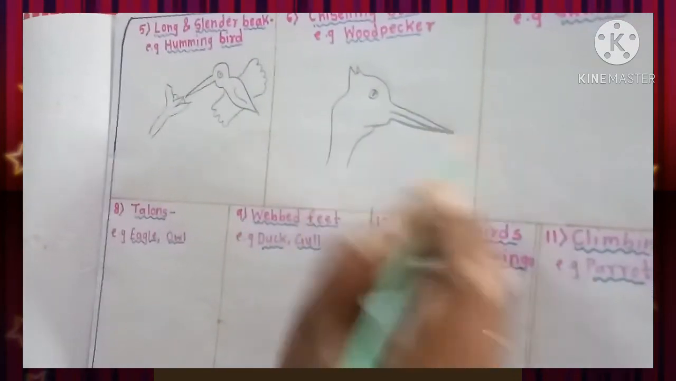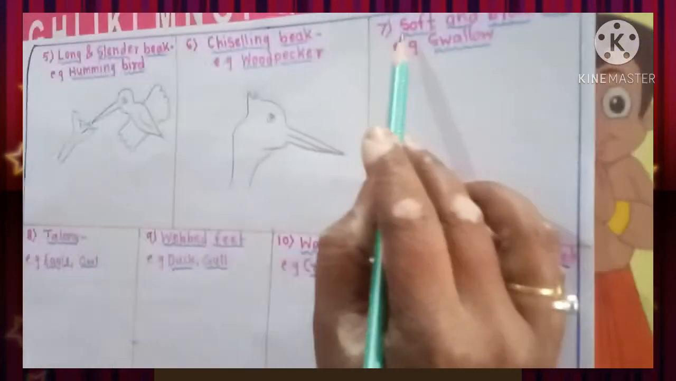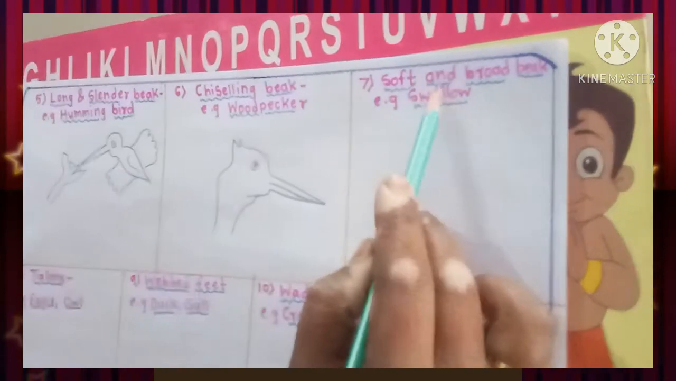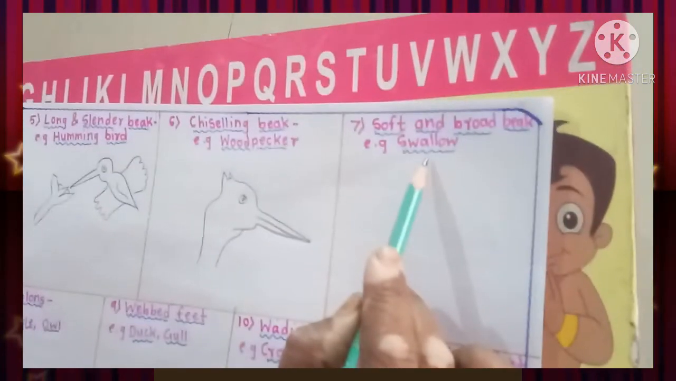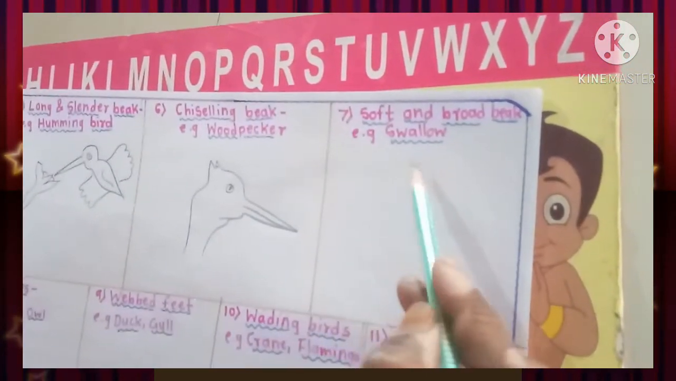This one is okay. Now the next one, the seventh and last type of beak. It is a soft and broad beak. This type of beak is present in the swallow bird.